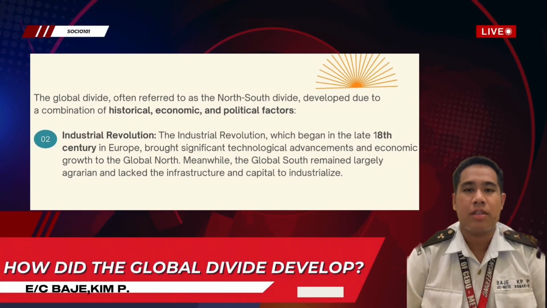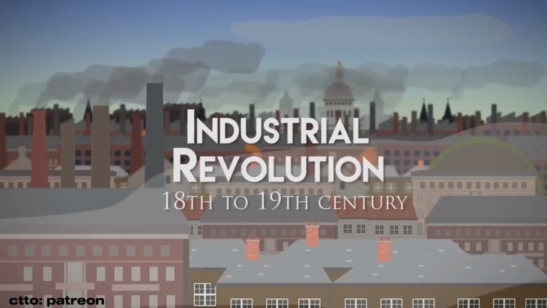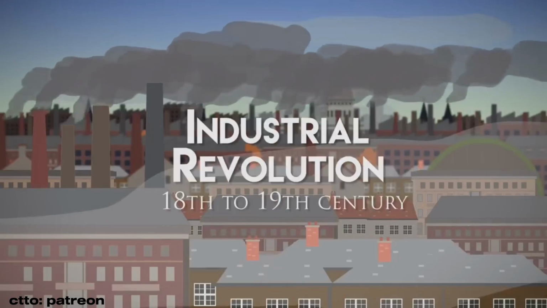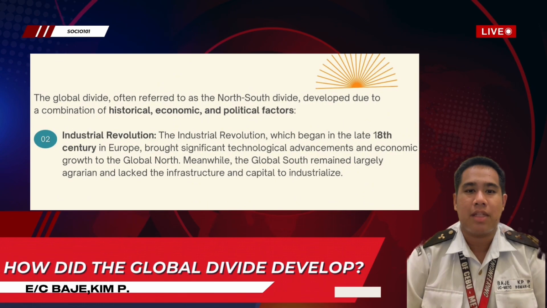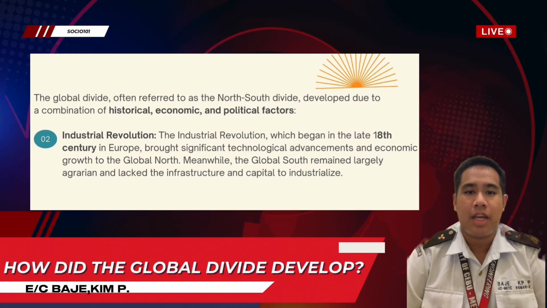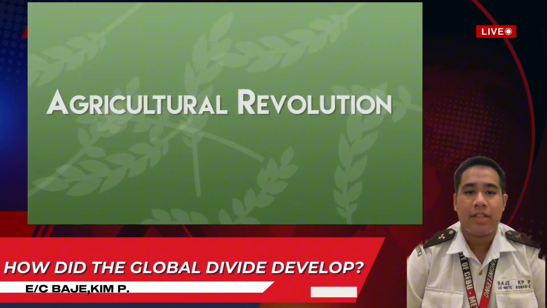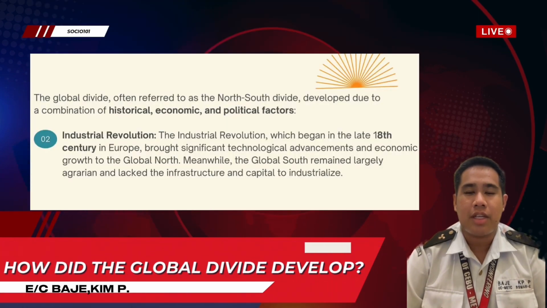Industrial Revolution. The Industrial Revolution, which began in the late 18th century in Europe, brought significant technological advancement and economic growth to the global north. Meanwhile, the global south remained largely agrarian and lacked the infrastructure and capital to industrialize.